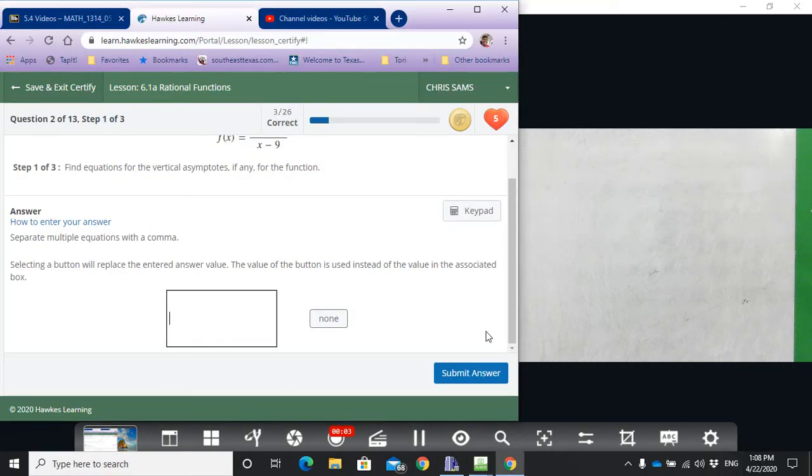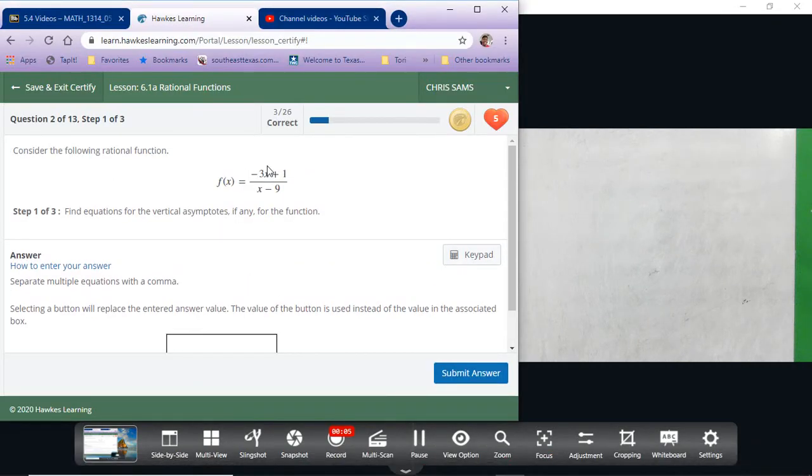Alright, question number 2. We're doing the same 3 parts. We're going to find the vertical asymptote, we're going to find the horizontal or oblique, and then probably list some ordered pairs.